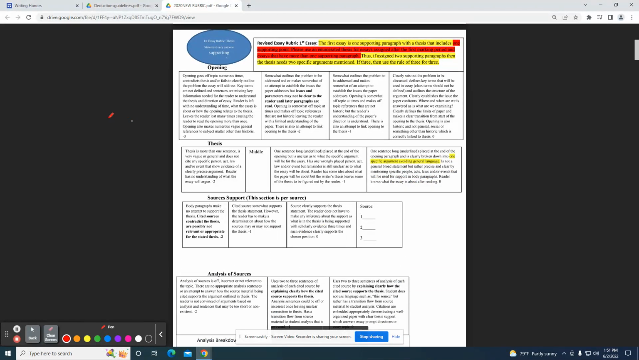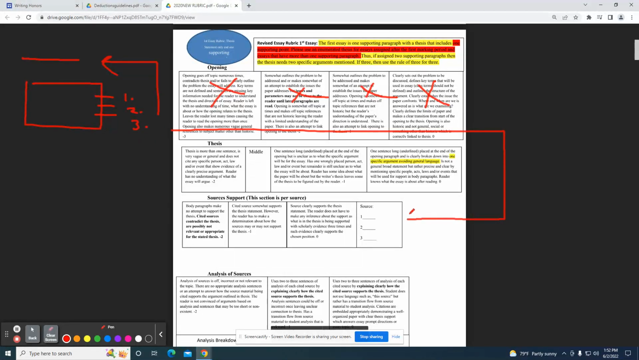With the first essay, unless there are changes in the directions, we're looking at a thesis. So this opening is not going to apply. We are looking at a thesis with 3 supporting sources. Make sure the cited sources 1, 2, and 3 clearly support the thesis. If source 3 does not support the thesis, that can be an issue. So let's take this section and look at this.